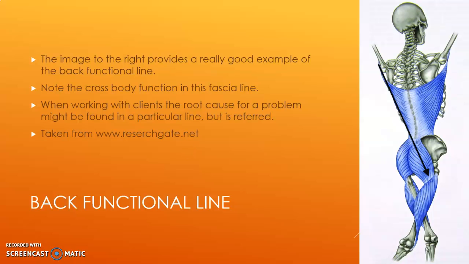So if you can look at this and you go, okay, this is the functional line for the back, runs from down here by the tibia, right? The lateral aspect of a tibia, up through the glute, across the lats, into the humerus.